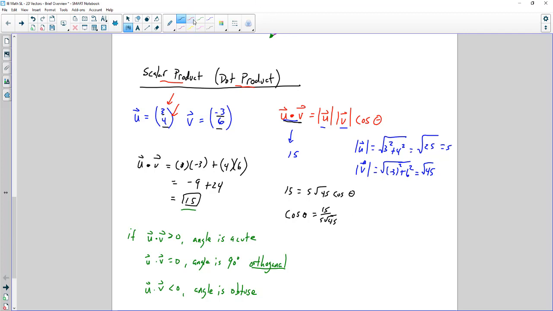And then the last step we'll use is we'll do the cosine inverse. The cosine inverse of that 15 over 5 root 45. And this will actually give me the angle. So then you have to get to the calculator and get that done.